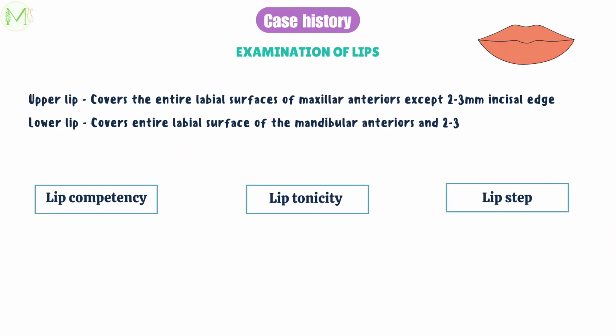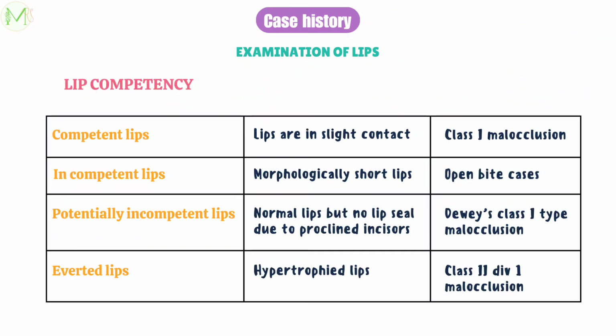Normally, the upper lip covers the entire labial surface of the maxillary anteriors except 2 to 3 mm of the incisal edge. The lower lip covers the entire labial surface of the mandibular anteriors and 2 to 3 mm of the incisal edge of the upper anteriors. Under this topic, we need to assess lip competency, lip tonicity, and lip step. Lip competency is the ability of the lips to approximate without any strain. Based on competency, lips can be classified as competent lips, incompetent lips, potentially incompetent lips, and everted lips.